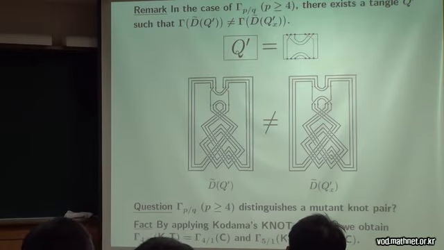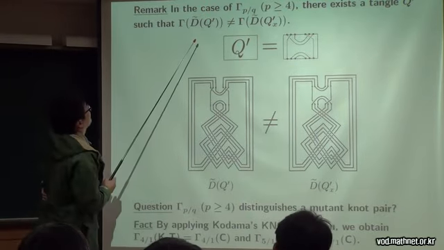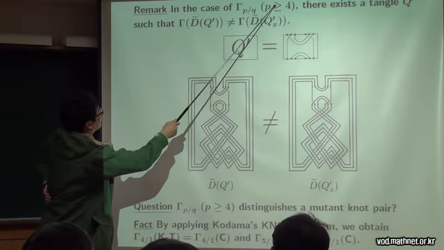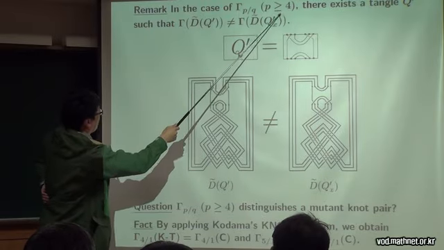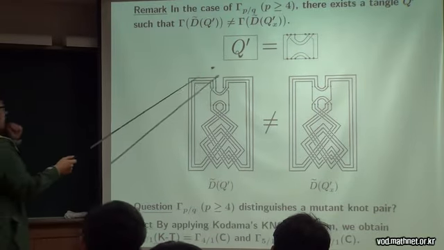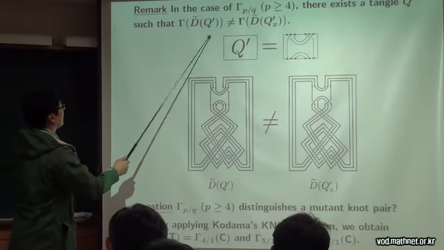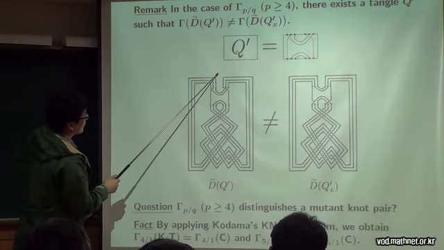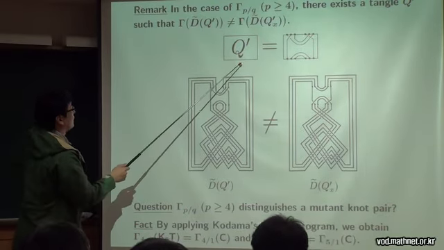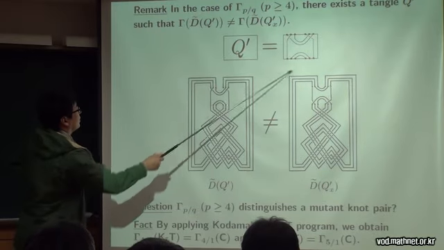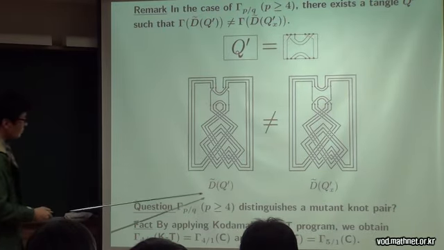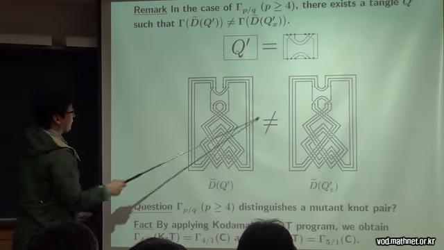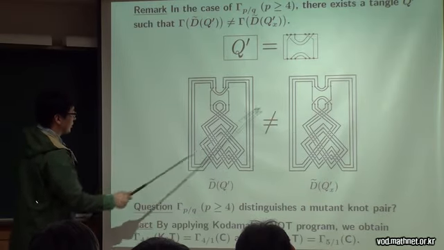And in a similar way, we can consider the case of the gamma pq polynomial with p greater than or equal to 4. But there exists a tangle q prime such that this condition holds. For example, choosing this tangle, the gamma polynomial is not equal to this gamma polynomial. So we can see that this is not equivalent.